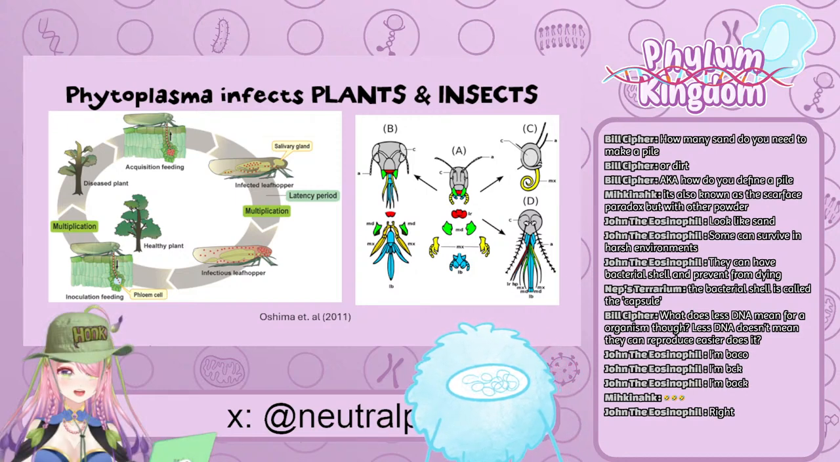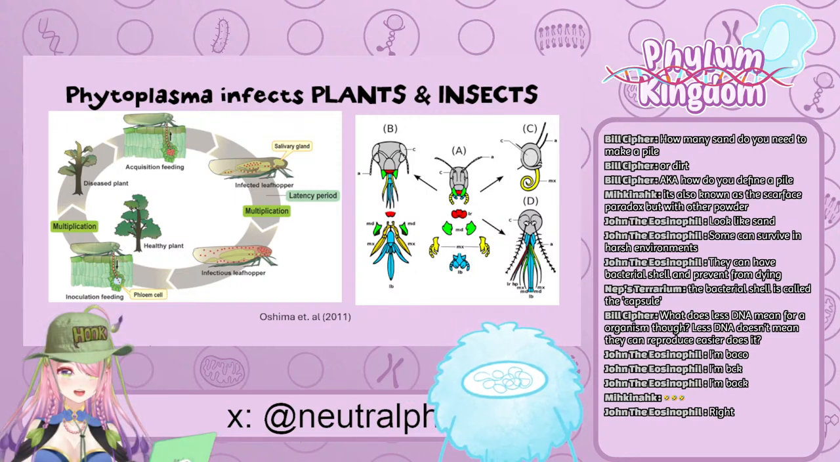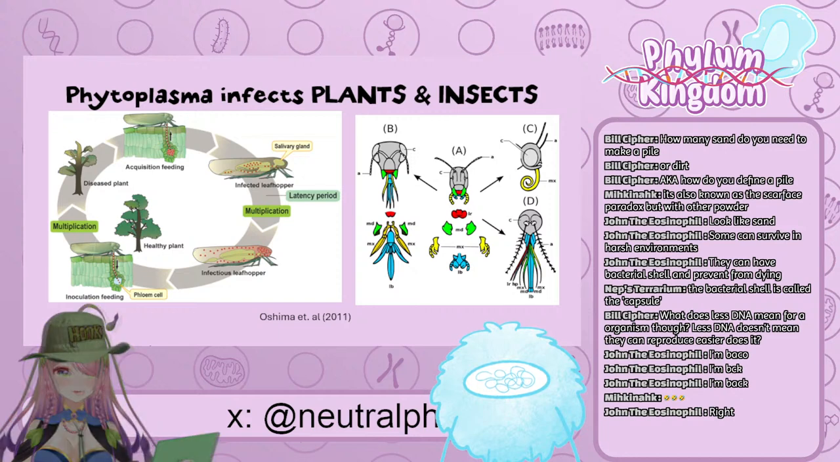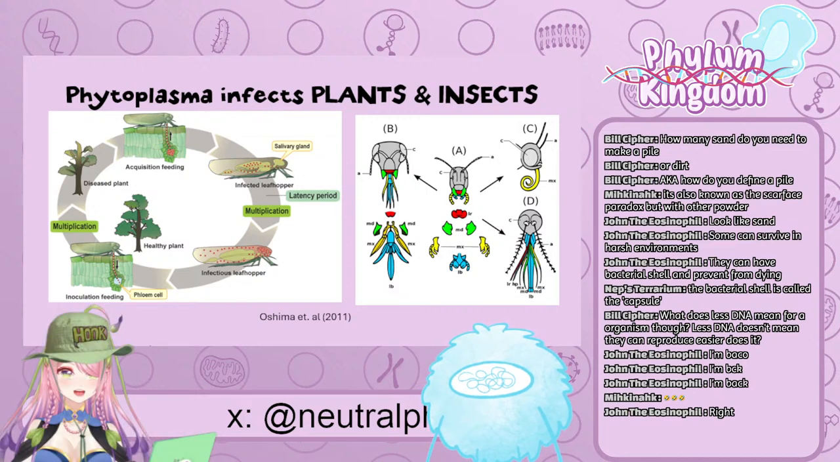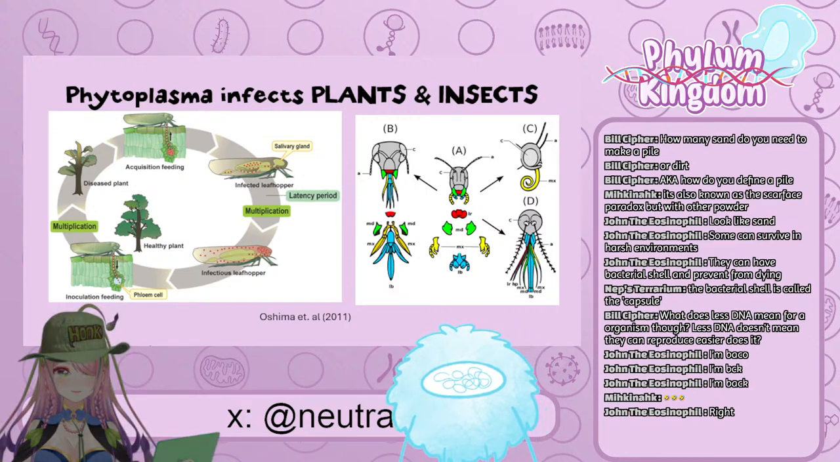Okay, can I get you to perhaps structure my explanation? So where do you want me to start? Yeah, so why don't we start with the leafhopper, the bug. So we'll start with an infected leafhopper with phytoplasma.